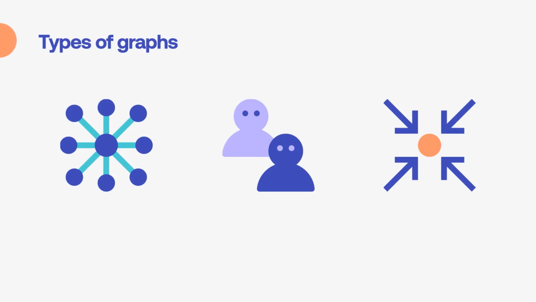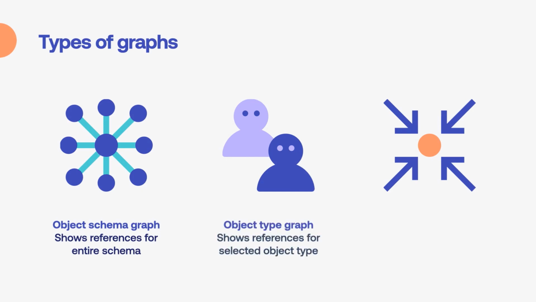In Insight, there are three types of graphs that we can view to visualize references. First is the object schema graph, which shows the references between all object types in the schema. Second is the object type graph, which shows the references to and from the selected object type. And the third one is the object graph, which shows us the references for that selected object.